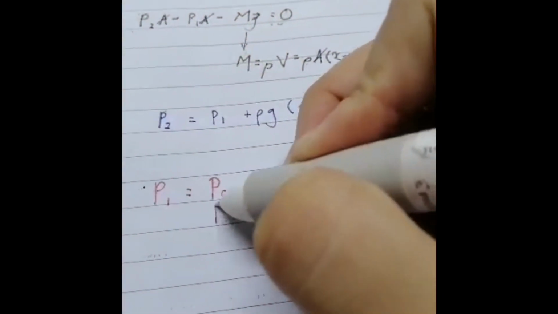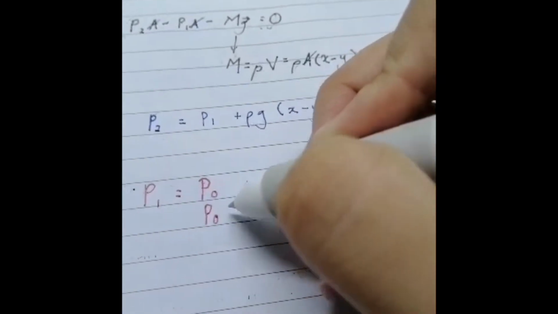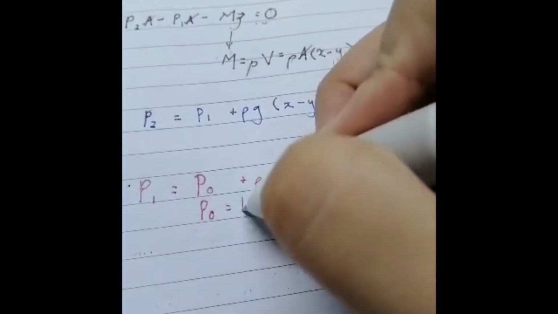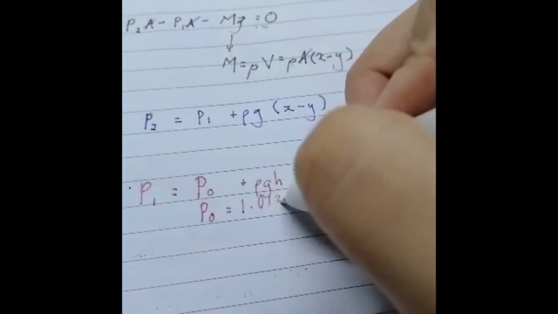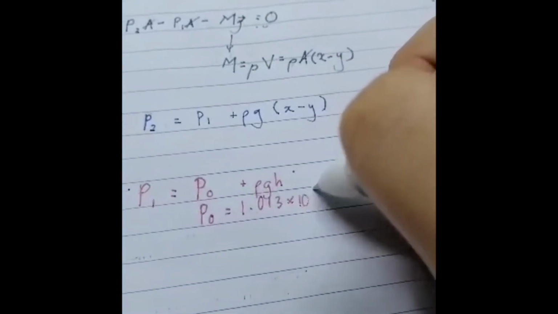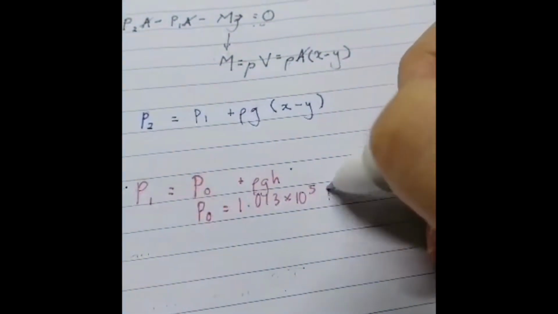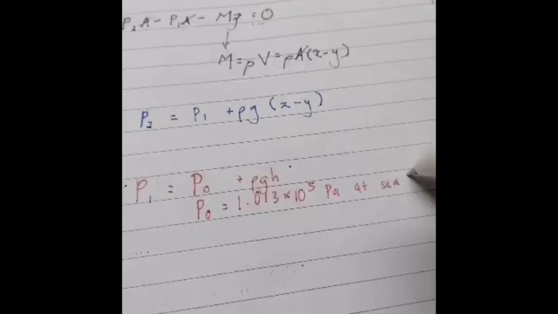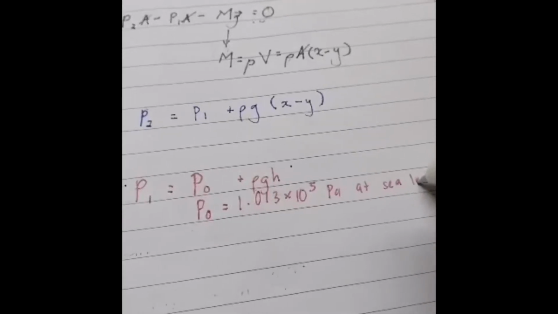And the atmospheric pressure is 1.013 times 10 to the power of 5 Pascal at sea level.